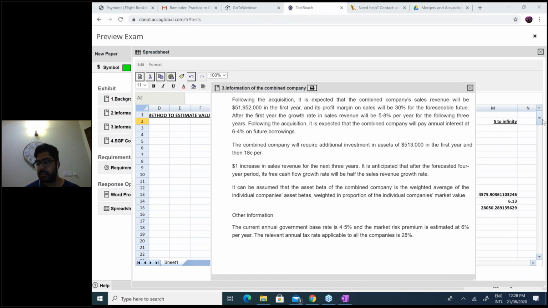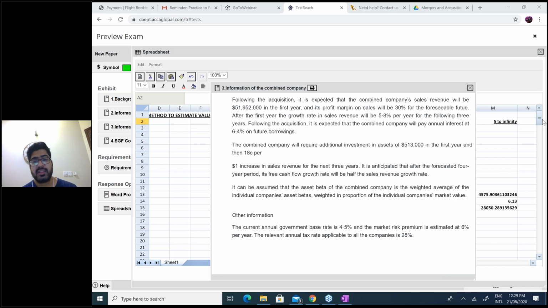Okay, so the question states, maybe you have read the information. When finding the value of Fodder, we use the data of Fodder. When estimating the value of the combined company, we are using the information of the combined company. Following the acquisition, it is expected the combined company's revenue will be 51952 in the first year. Its profit margin on sales, that's operating profit margin, will be 30%. After the first year, the growth in revenue will be 5.8% per year for the following 3 years.